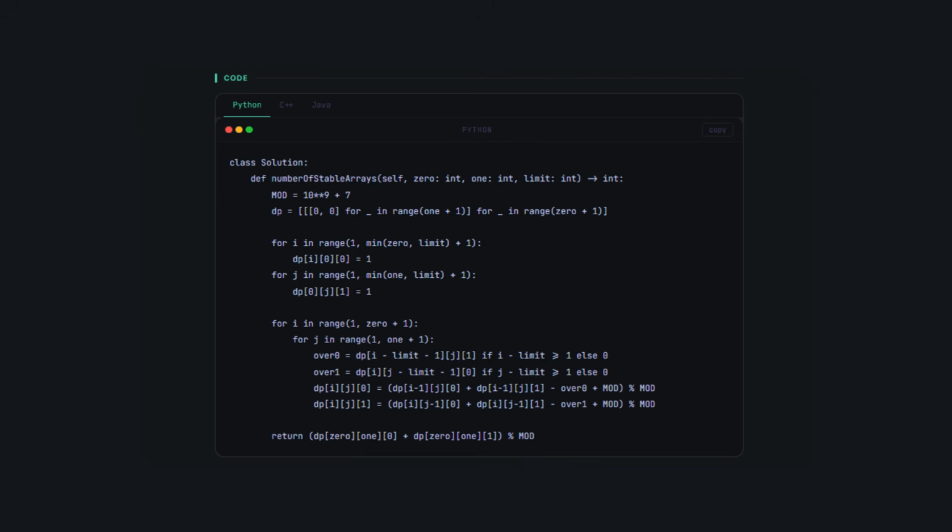To compute the 0 ending state, we add the previous row values dp[i-1][j][0] and dp[i-1][j][1]. Then we subtract the overflow case that would produce limit plus 1 zeros in a row. Similarly, for the 1 ending state, we add dp[i][j-1][0] and dp[i][j-1][1] and subtract the overflow case that would create too many 1s consecutively. Every transition is constant time, and we keep the result modulo 10 to the power 9 plus 7. At the end, we return the sum of the two states that use all zeros and all 1s, ending in 0 or ending in 1.